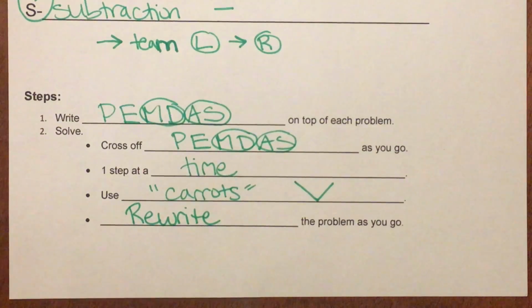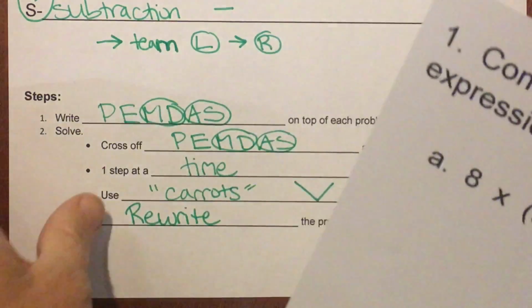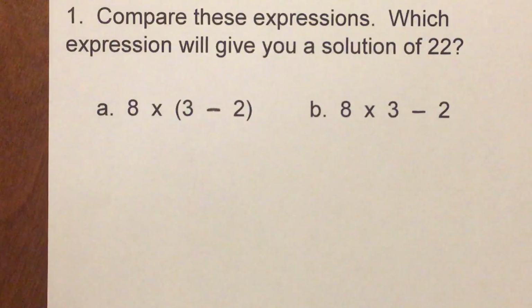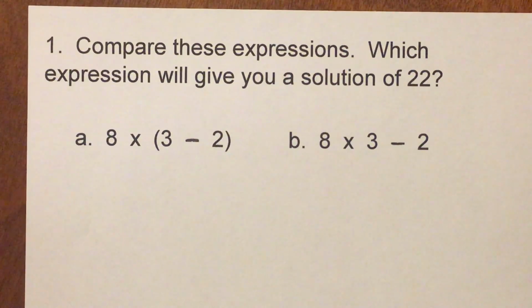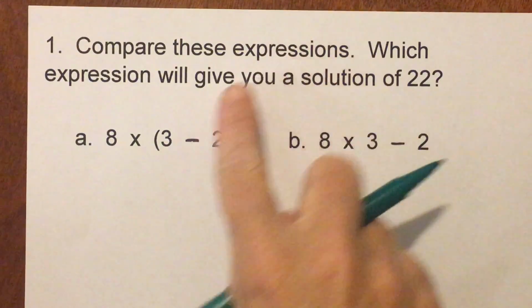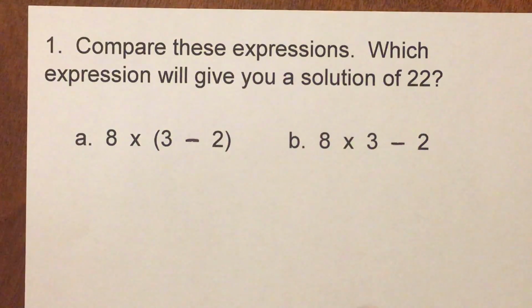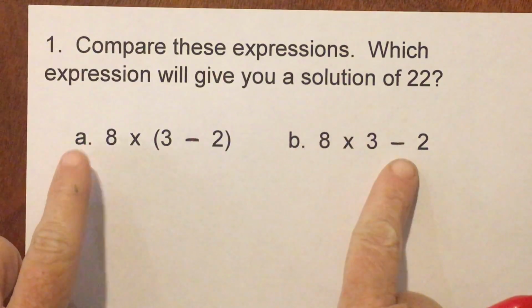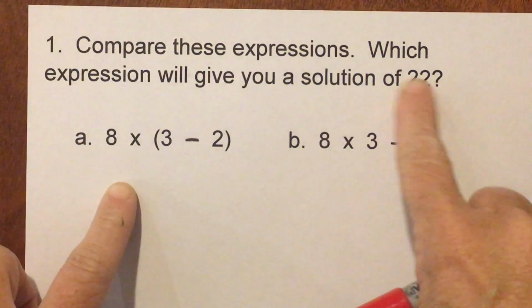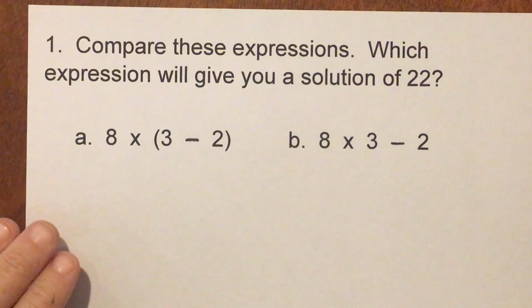Okay, so what does this really look like? Well, here's my first problem. It says, compare these expressions, these problems with no equal signs. Which problem will give me a solution or an answer of 22? They gave me 2, A and B. They want to know which one will my answer be 22.